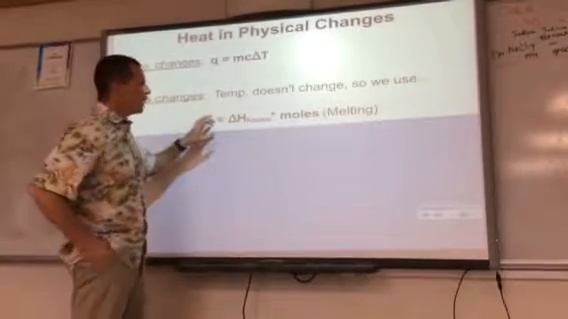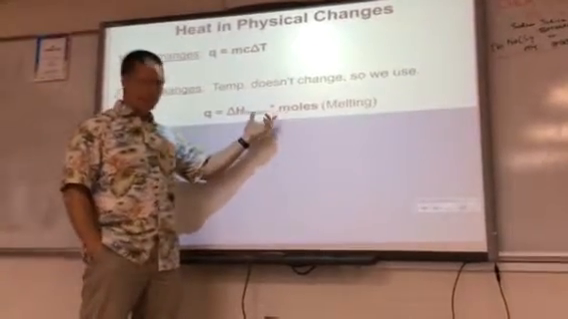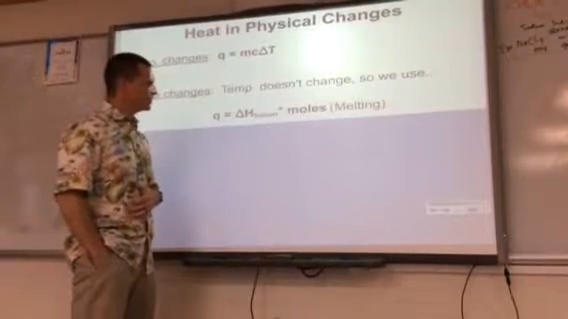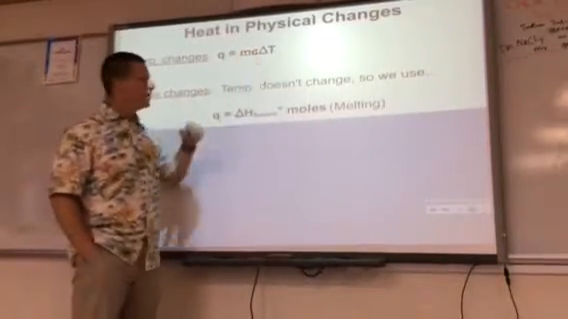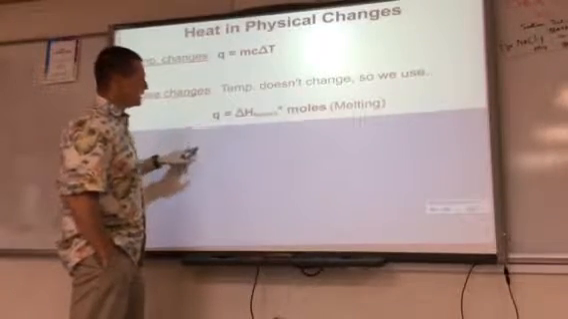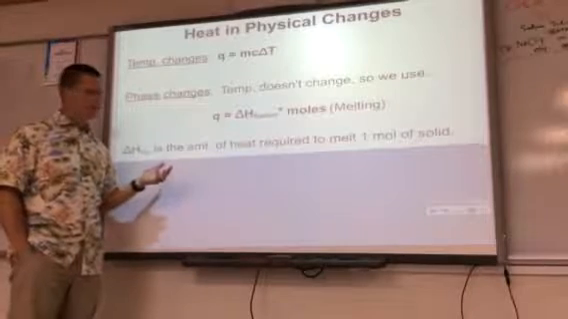I know that we do this in Chem 1, so this is not a big surprise. The amount of heat required to melt a solid is calculated with this formula, Q equals heat of fusion times moles. The heat of fusion is a constant, just like the specific heat is a constant. Heat of fusion is defined as the amount of heat required to melt a mole of a solid.